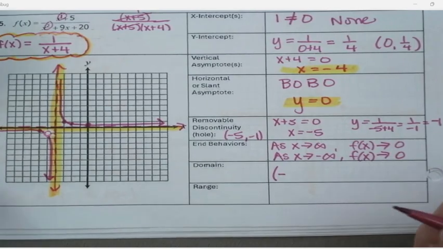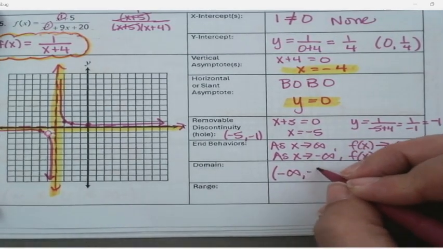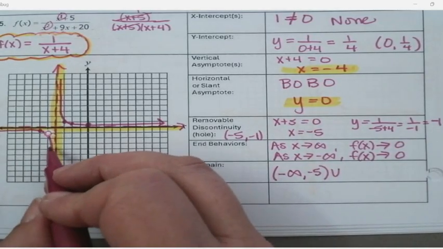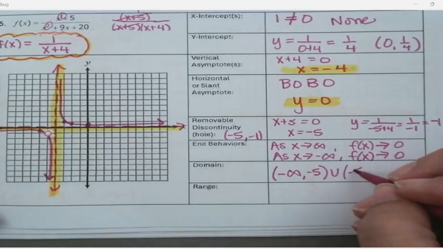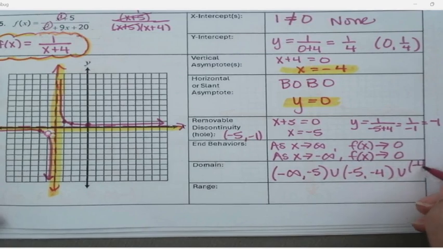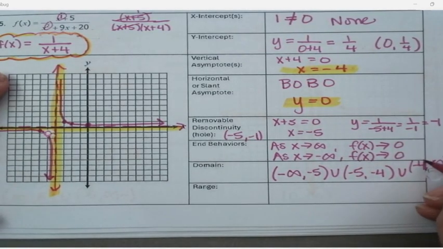So when I go to write my domain, I'm going to have to go smallest to biggest and take out negative 4 and negative 5. So negative infinity up to negative 5. And then I can go in between there because I see there's x values right here in between them. So negative 5 to negative 4. And then I can go from negative 4 all the way up to positive infinity.